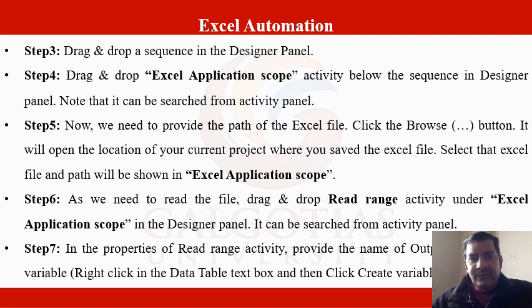Step 5. We need to provide the path of the Excel file. Whatever Excel file you are going to automate, you just need to provide its path. Click the browse button. It will open the location of your current project where you have saved the Excel file. Select the Excel file and the path will be shown in the Excel Application Scope. This Excel Application Scope is the same activity that you dragged from the activity panel and dropped into the working or designer area.